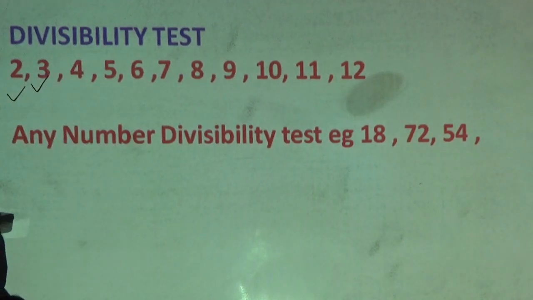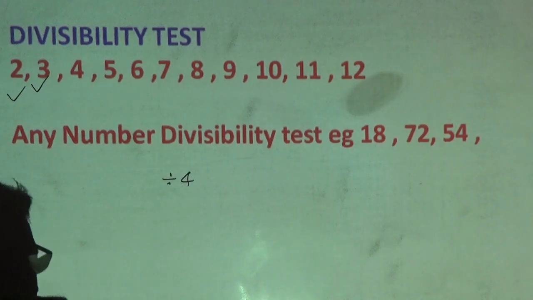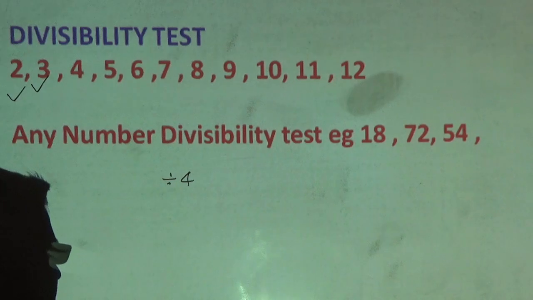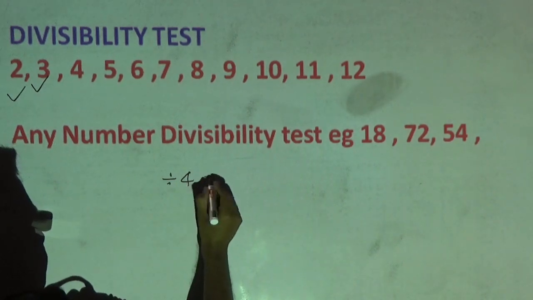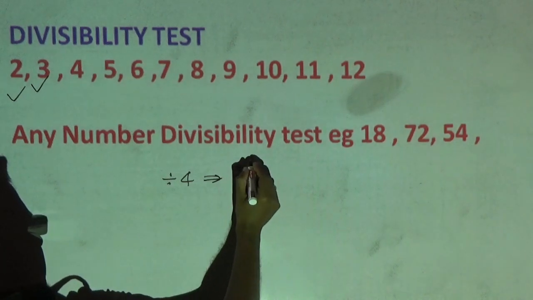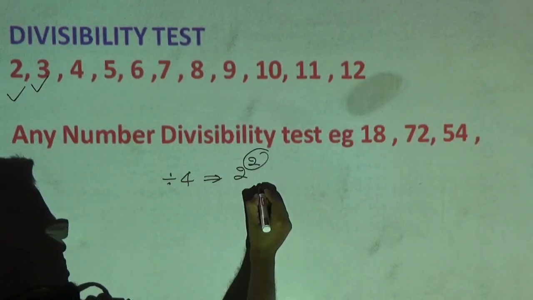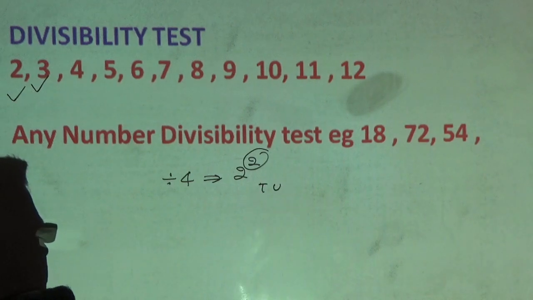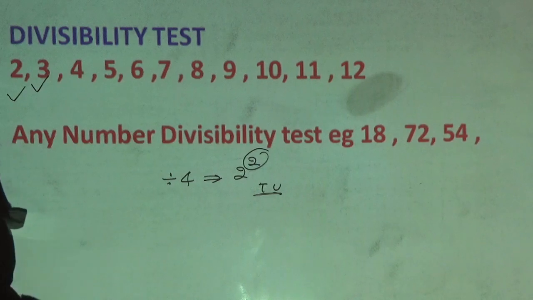Now, I want to show you how to check whether a number is divisible by 4. In divisibility by 2, I check only the last digit, that is the units place. Now, in divisibility by 4, what do you mean by 4? 4 is nothing but 2 squared, right? So, I need to check the last 2 digits, that is the units place and the tens place. If the units place and tens place form a number divisible by 4, then the entire number is divisible by 4.